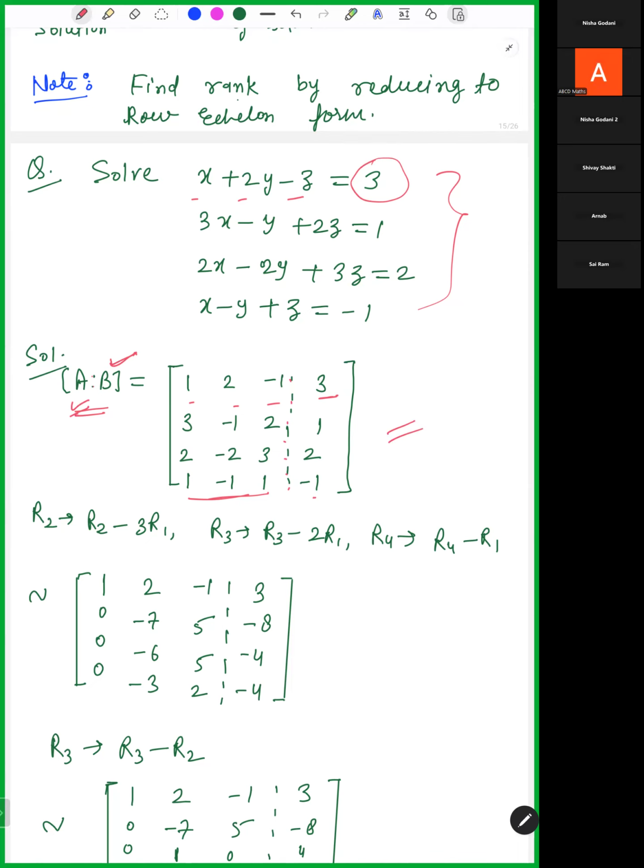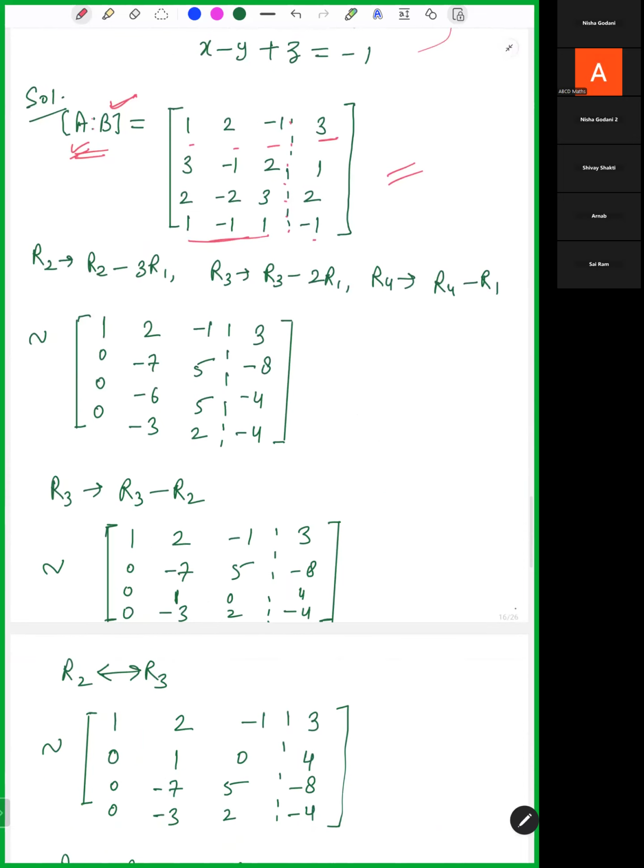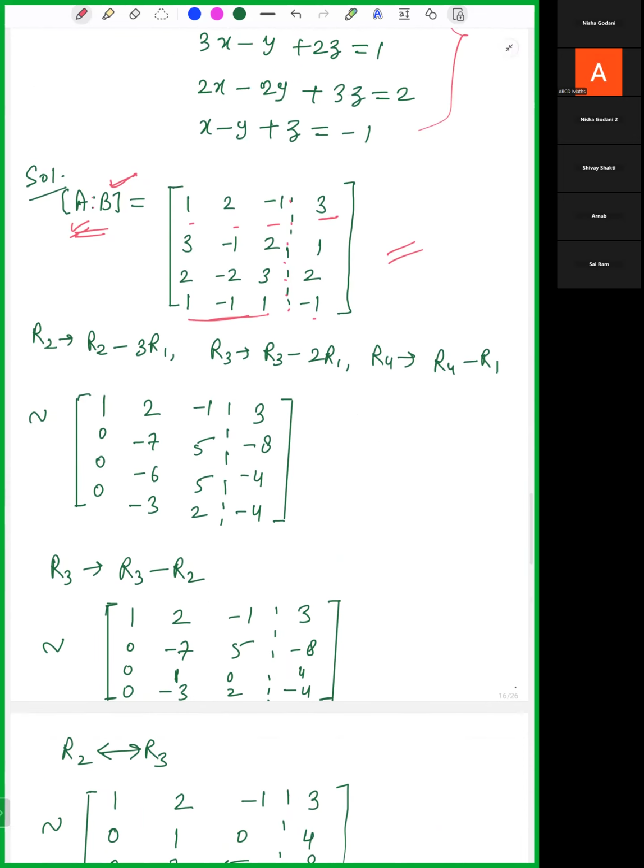So what to do with this augmented matrix? You have to find the rank of both the matrix A and the augmented matrix AB. If they have equal rank, then a solution will exist and the system will be consistent. If they have different ranks, not equal, then a solution will not exist and the system will be inconsistent. Then it is categorized whether it will have a unique solution or infinitely many. I'll discuss that.